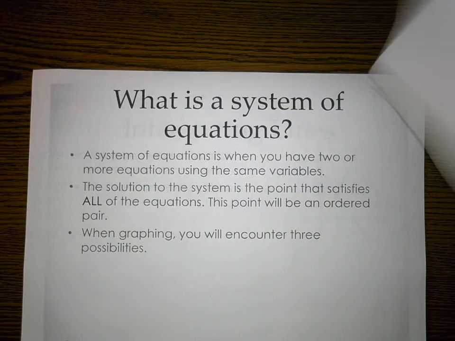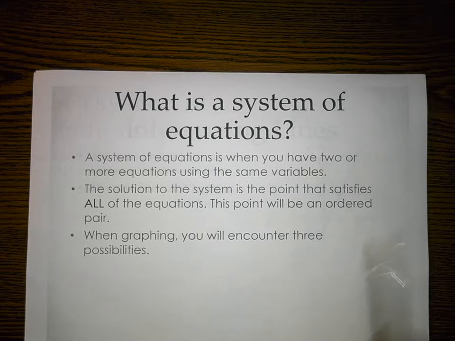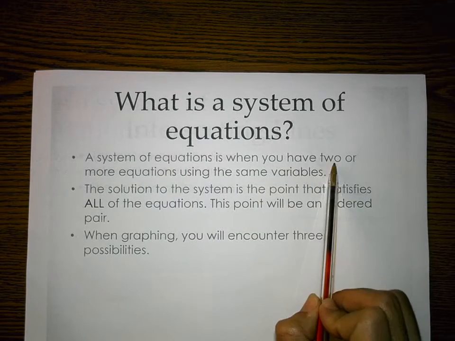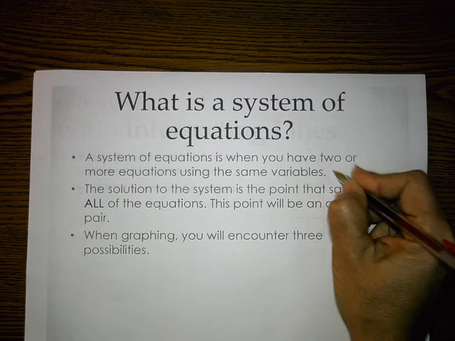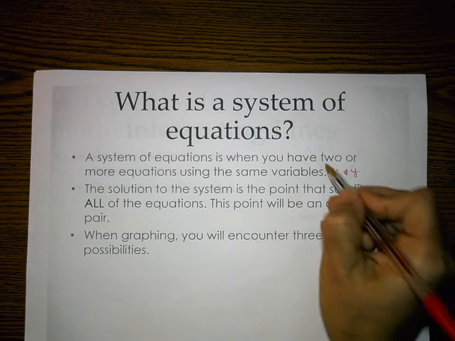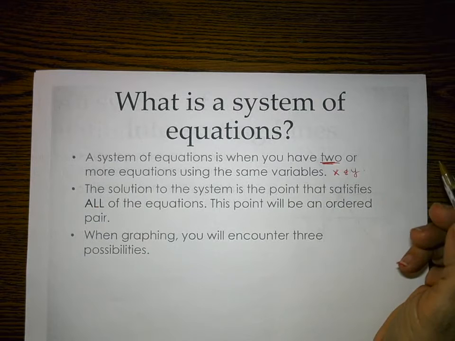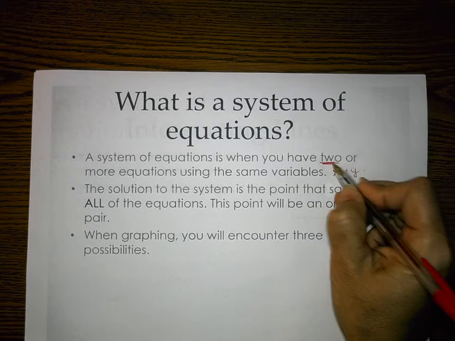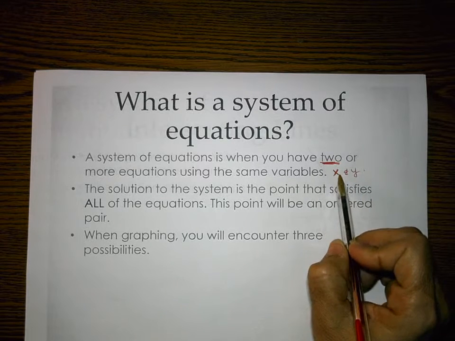So let's take a look over here at what a system of linear equations is. I gave you those notes in class. A system of equations, of linear equations especially, is when you have two or more equations using the same variables. The same variables most likely will be x and y. And for Math 1, we're only going to have 2 equations, okay? Sometimes you get 3 equations, but that's more advanced, maybe more of a challenge. Most of the time, we're only dealing with 2 equations, and they're linear equations that we're going to be graphing.